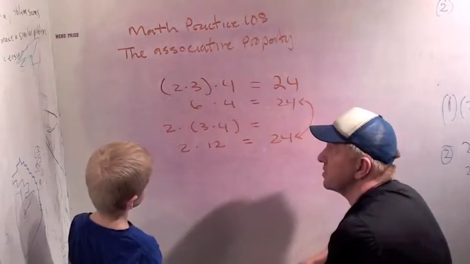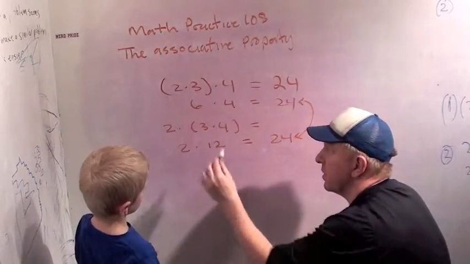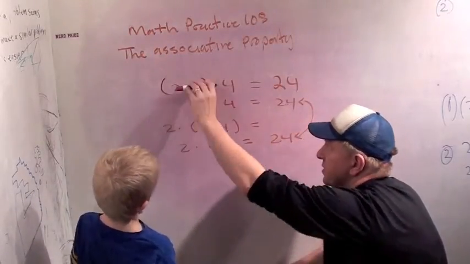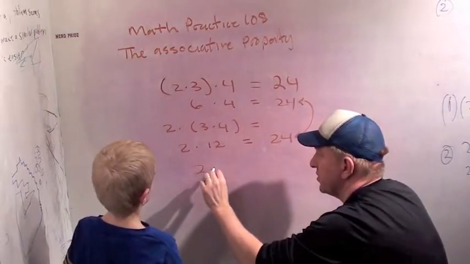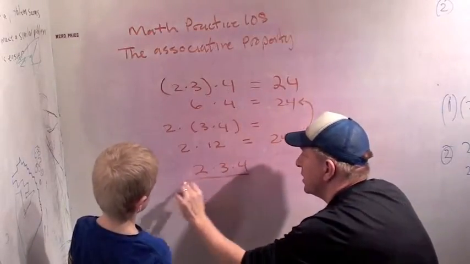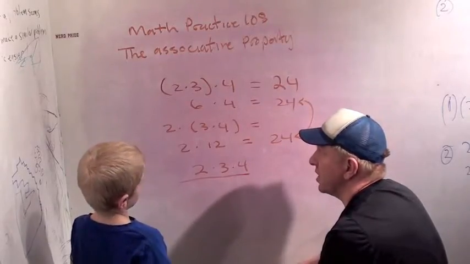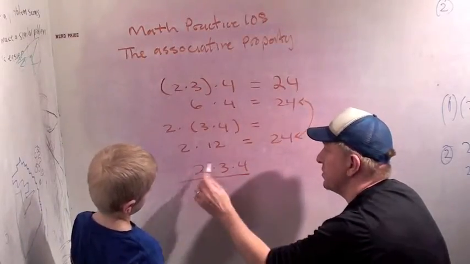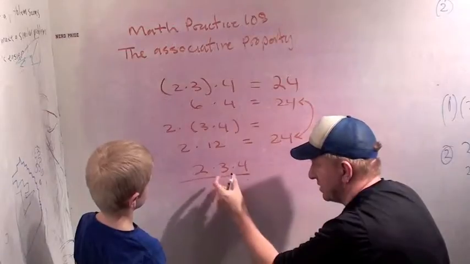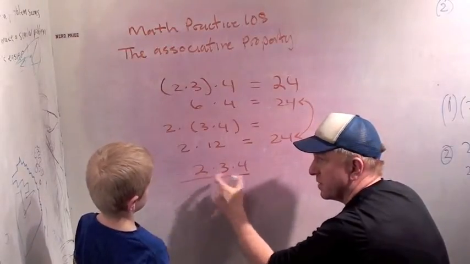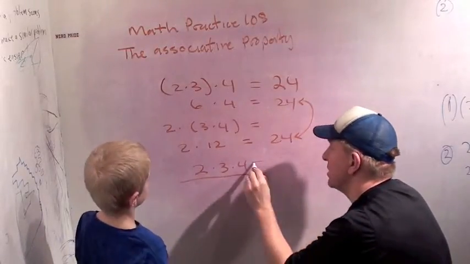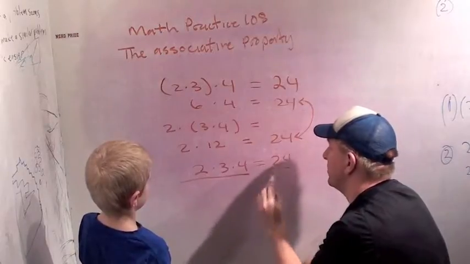Okay? So the same thing with multiplication. As long as you have the same numbers, you can do 2 times 3 times 4, and you can do it any way you want. And this is called the associative property. And what it means, you can associate any numbers that you want to associate when you're multiplying. Okay? So we can write 2 times 3 times 4 is 24.